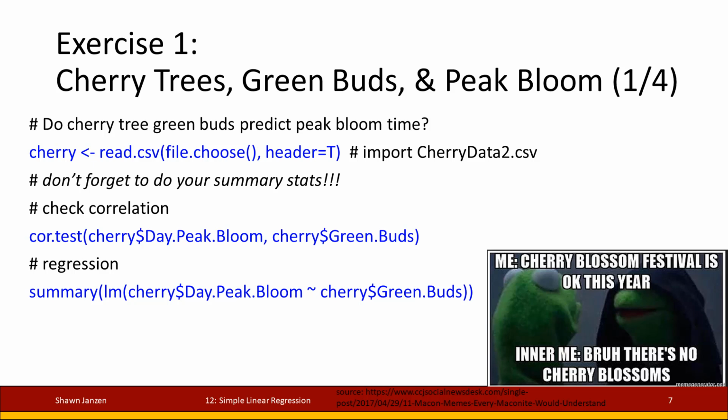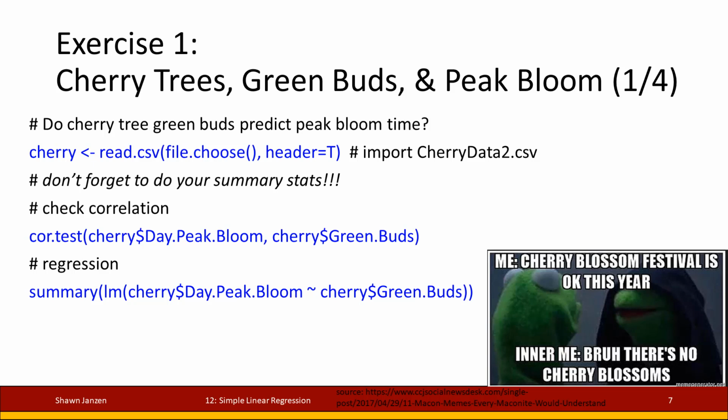Now, the question we're asking here is, do the green buds on these cherry trees predict the peak bloom time for those particular cherry trees? And so you're going to have a data set that has this information. We're bringing it into R. It's a CSV file, so we're using the read.csv function. I'm calling it cherry. So when we're doing these, don't forget to check your summary statistics.